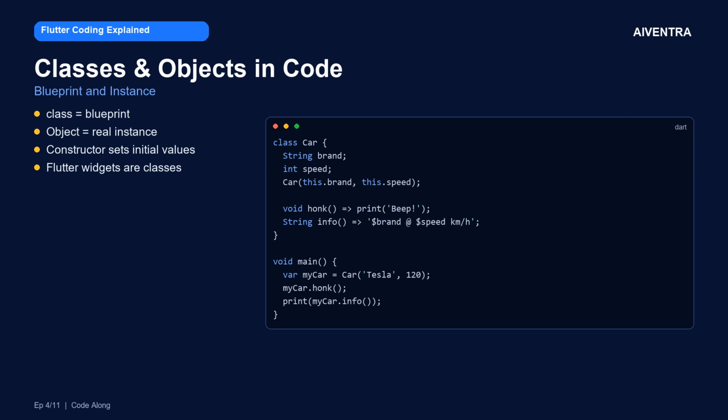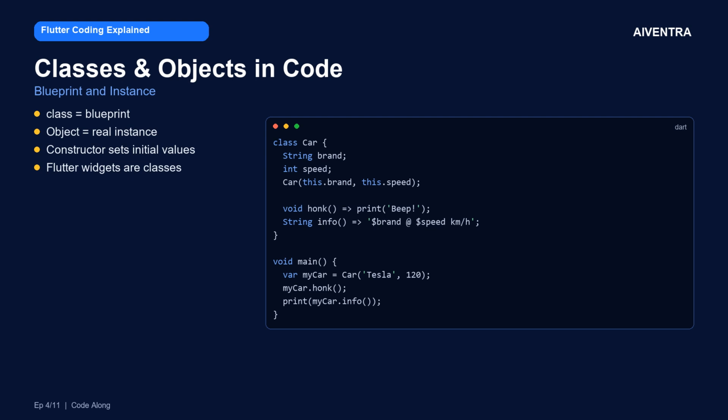We also added two methods. void honk() prints beep. String info() returns a description. In main we write var myCar = Car('Tesla', 120). This creates a real object from the Car blueprint. Then we call myCar.honk() and print myCar.info().